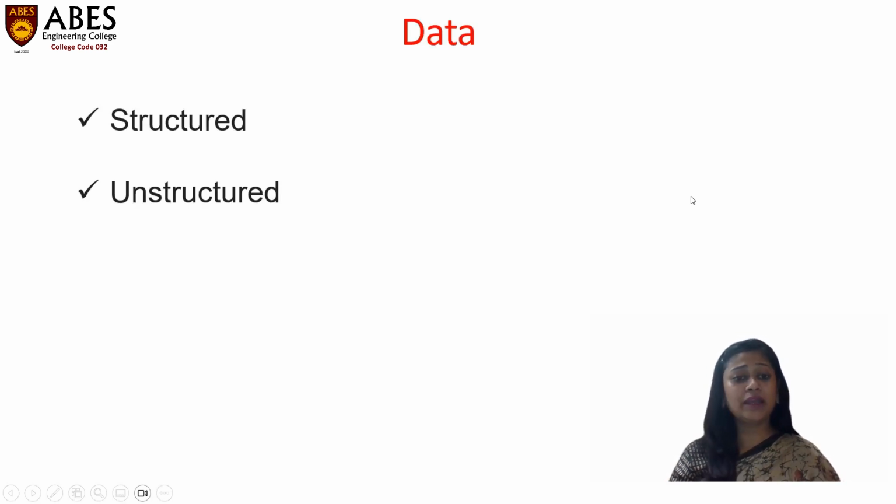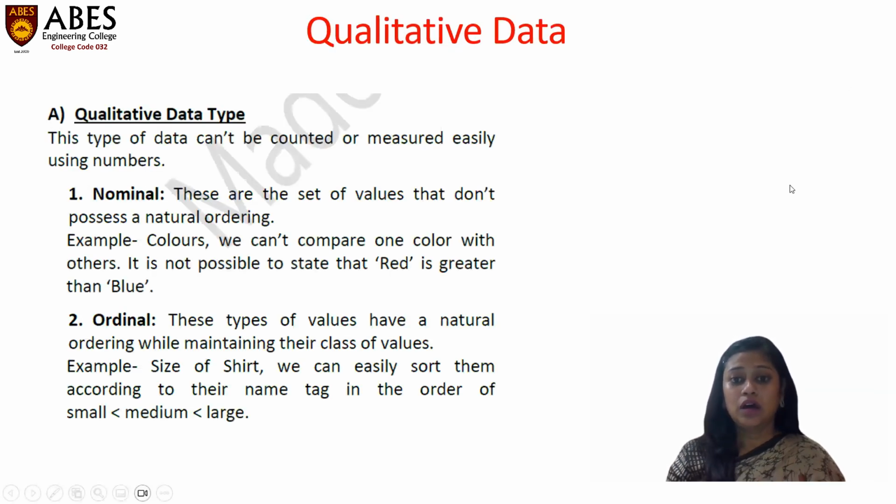Data can be anything. It can be considered structured or unstructured. If it is maintained in rows and columns, that can be considered structured. The rest of them, videos, images, and any other collection of data, are considered unstructured data. Again, data can be classified as qualitative as well as quantitative.